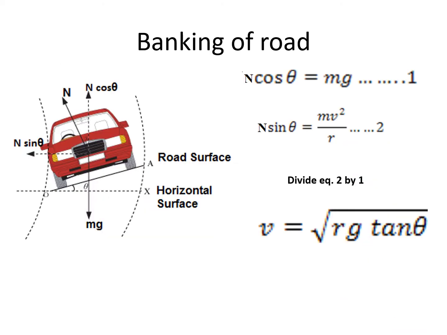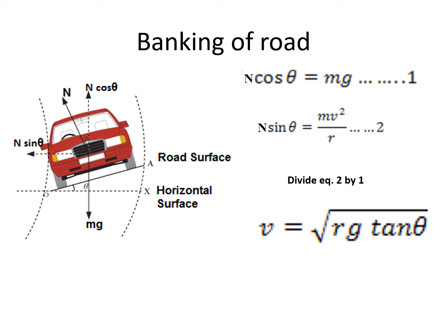The next application is banking of roads. Whenever we ride our bicycle or a motorcycle and whenever there is a sharp turn, we have noticed that we bend a little. The extent to which this bending takes place depends upon the speed of our vehicle. More the speed, more is the bending, and this we have noticed in motorcycle racing also. But if you are in a car or in a heavy vehicle like a bus or a truck, physically this bending is not possible.